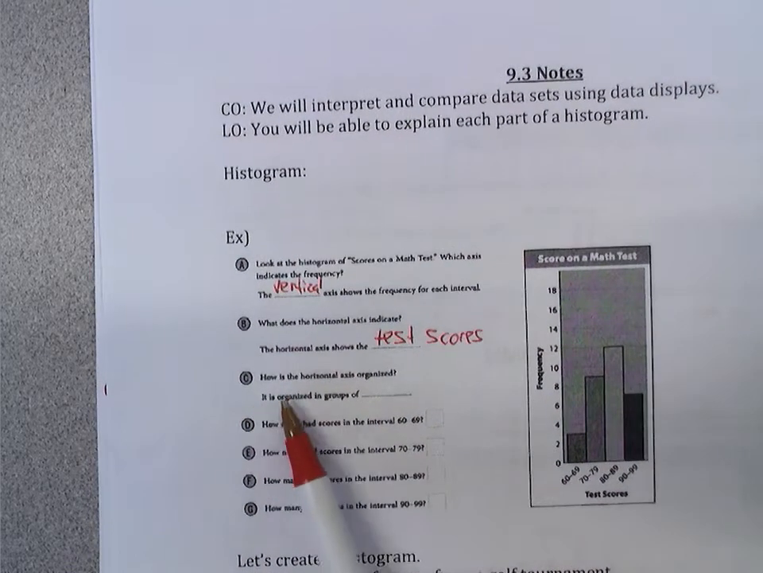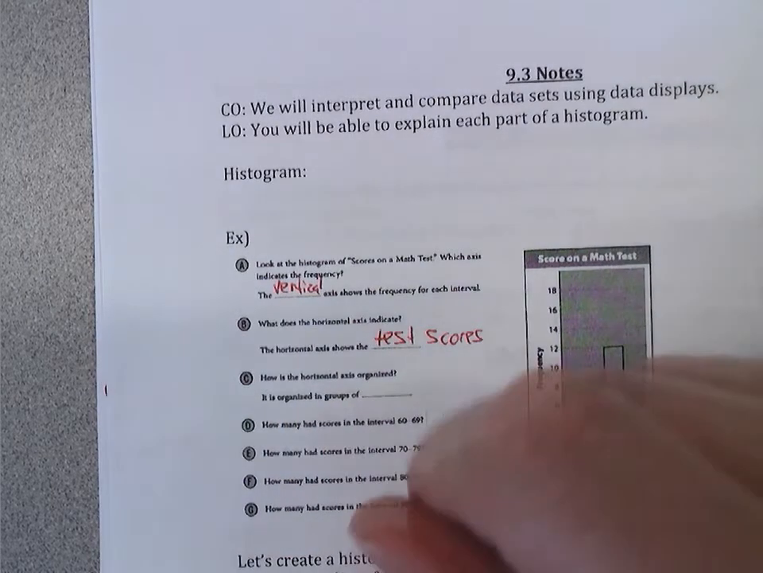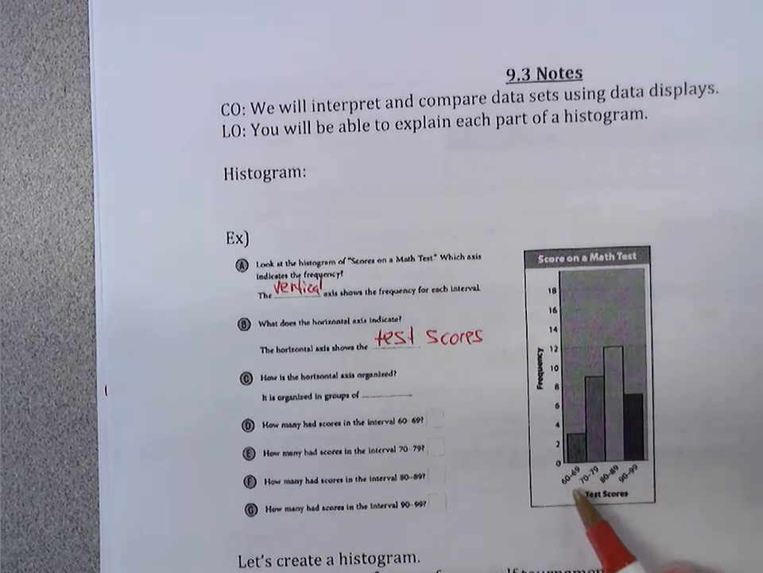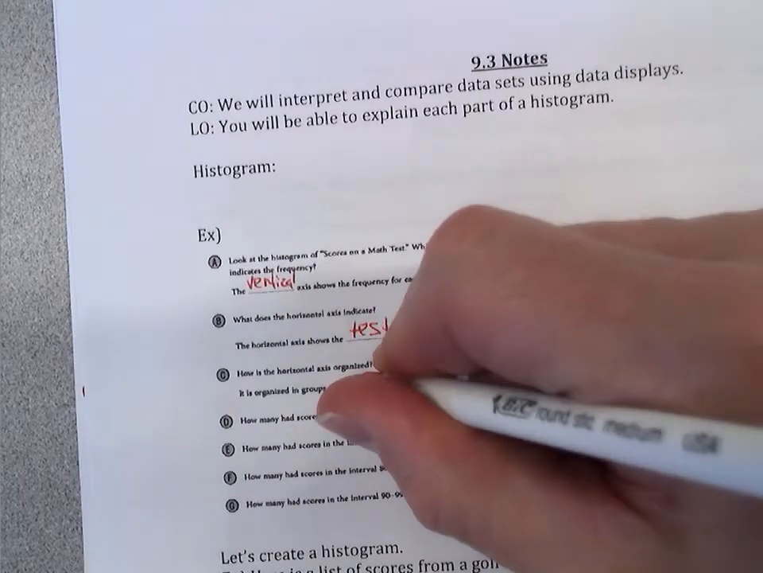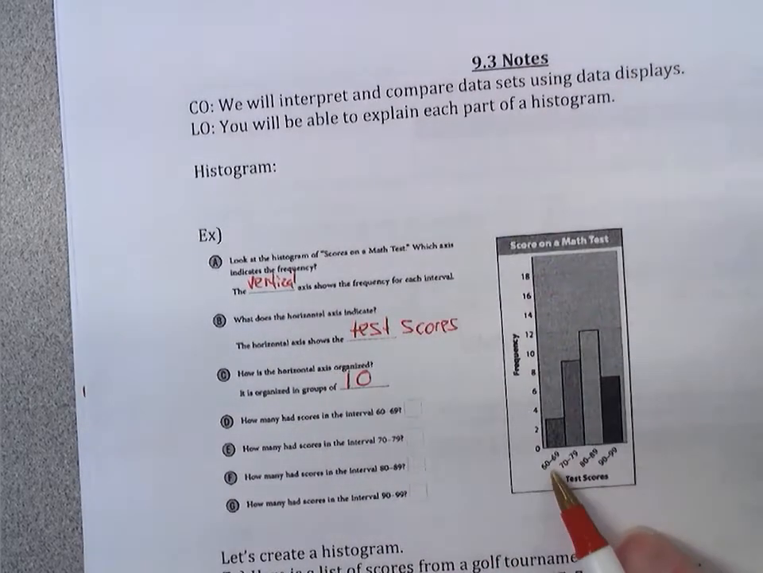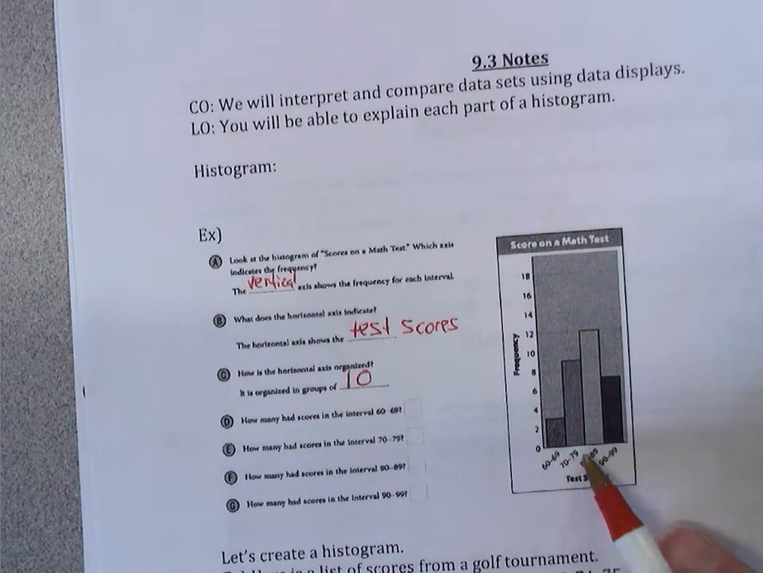Then C asks us, how is the horizontal axis organized? If we look at each of these groups, notice we go from 60 to 69, 70 to 79, 80 to 89. So it's in groups of essentially 10. 60 to 69 is 10 points, 70 to 79 is 10 points.